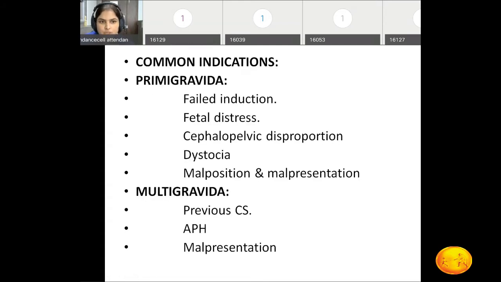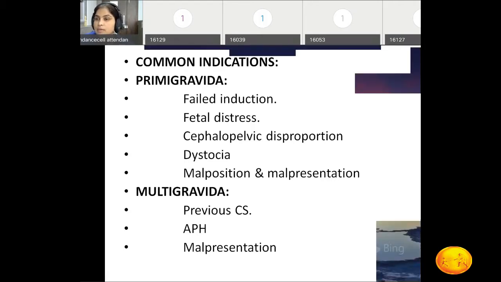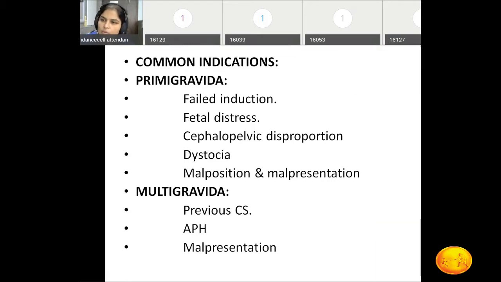Then common indications. In primigravida: failed induction, fetal distress, cephalopelvic disproportion, dystocia, and malpositions and malpresentations. These can be your MCQs. What are the common indications in primigravida? What are the common indications in multigravida? Previous CS, APH, and malpresentations in multi.